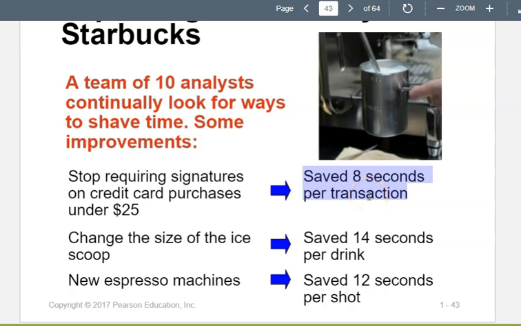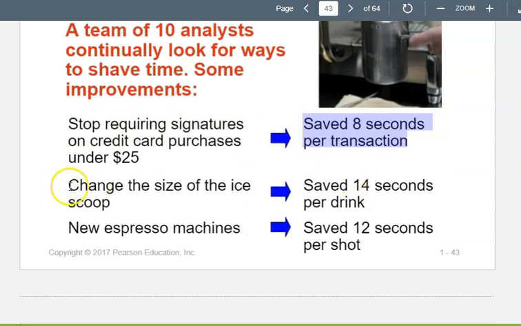So imagine 8 seconds per transaction, and let's say you have 1,000 customers every day only in one branch of Starbucks. Multiply that by thousands of Starbucks cafes around the world, or at least in the US. Then you will see how much time is being saved here, right? Change the size of the ice scoop, save 14 seconds per drink. And the new espresso machines saved 12 seconds per shot.